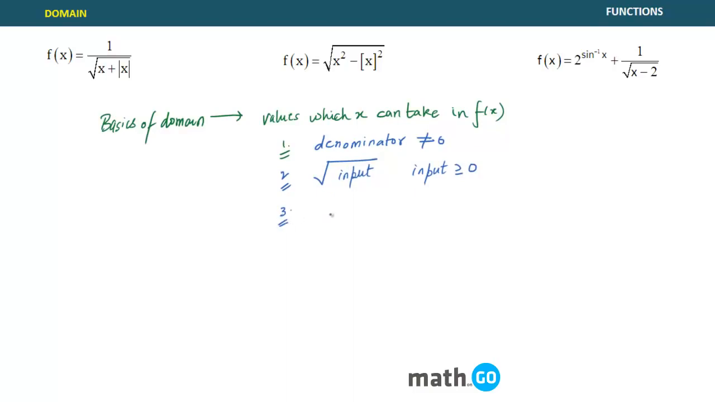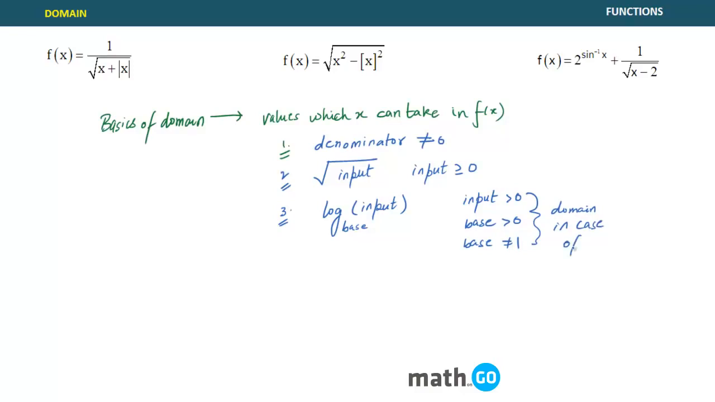And the third important step would be the log. If something is written as the log input, then this input has to be greater than 0. And if the base is also given, then the property for log is that the base has to be greater than 0 and the base should not be equal to 1. So these are the three conditions that you will check for domain of log. Otherwise there is no problem. If you can just remember these three basic rules of domain, we are done with it. Clear? Now let's apply them in the question and see how we work around.